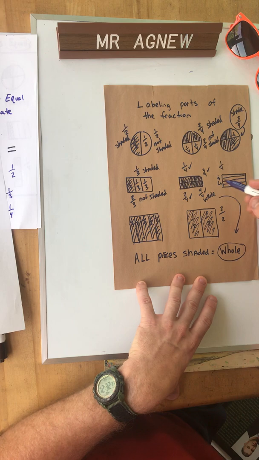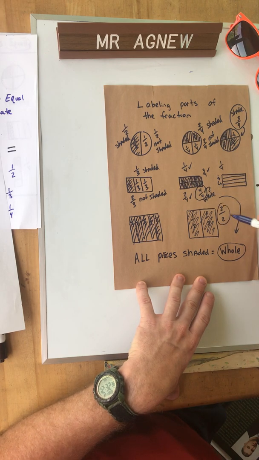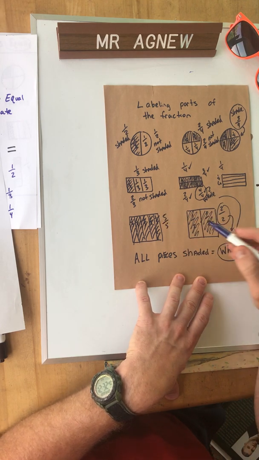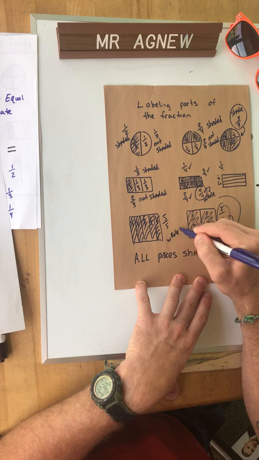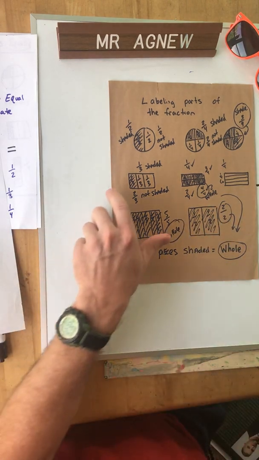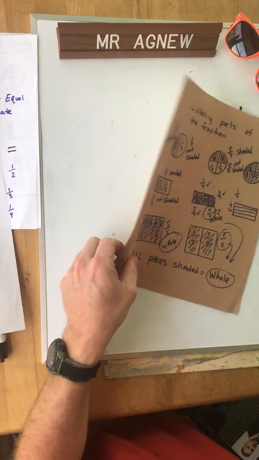So 2 out of 2, notice, 4 out of 4 equals a whole, 2 out of 2 equals a whole, 5 out of 5 equaled a whole. If you shade the whole thing, all the pieces, that would be a whole. All right. Pause it if you need to. I know that's a lot of work, but we can figure it out from there.